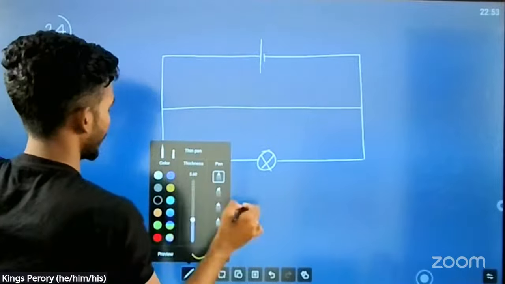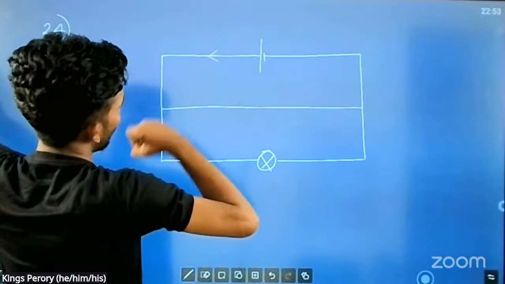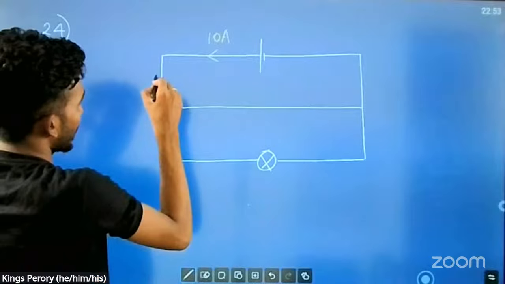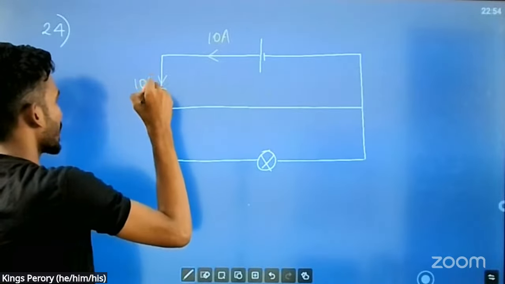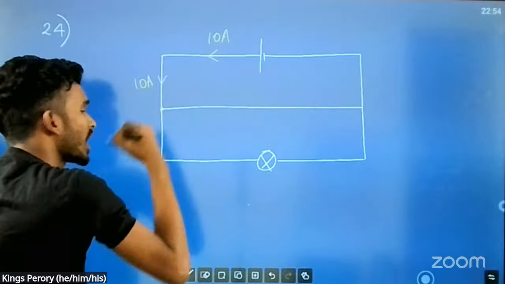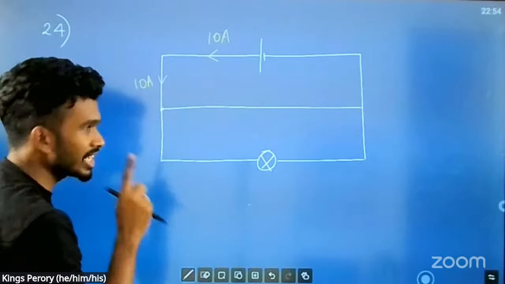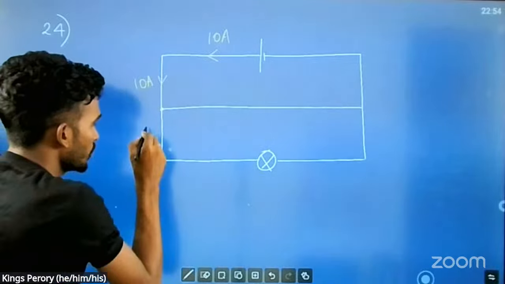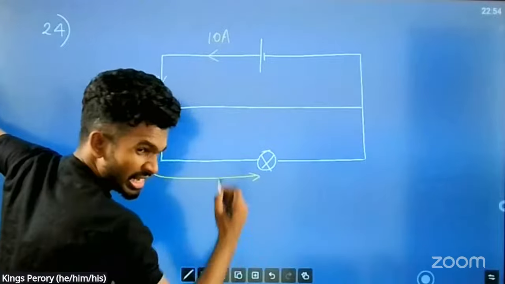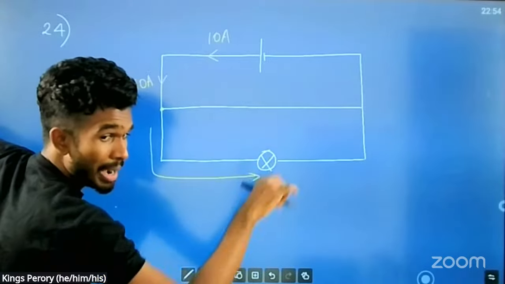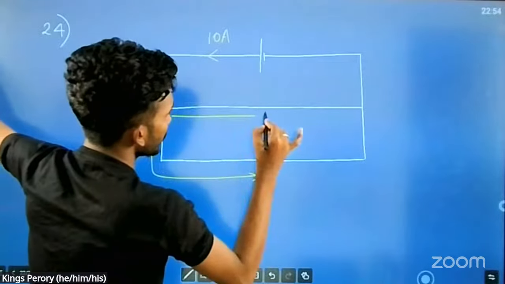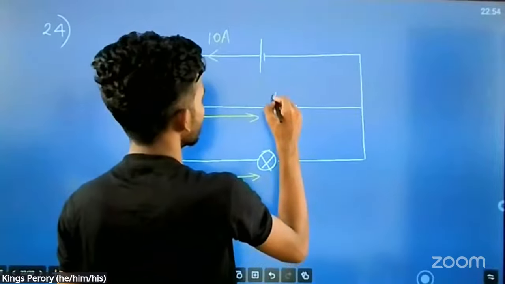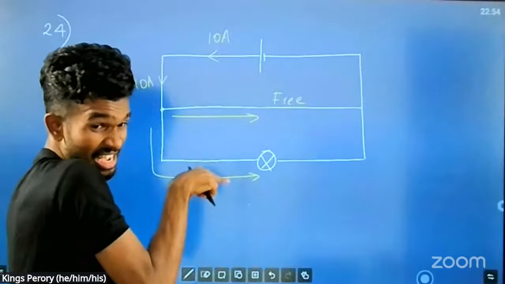Now what will happen? Let's say a certain amount of current comes. Let's take 10 amperes of current. That 10 ampere comes there. Now there is a junction. Usually at a junction, current divides. Now look at the division. If current goes to this route, there is a device, there is a bulb. If current goes in this route, there are no devices, it's a free route. Here there is a device.